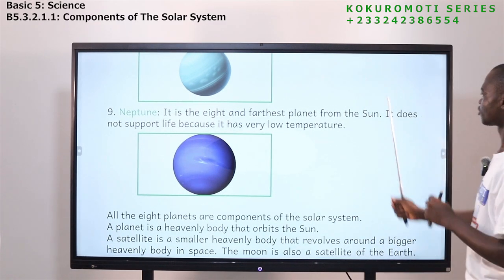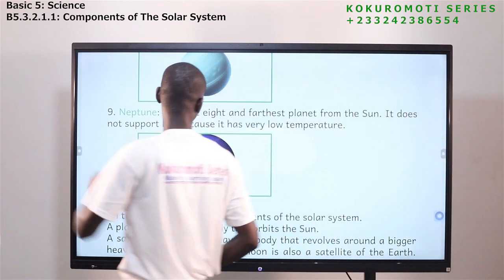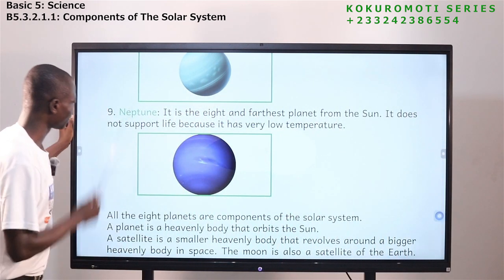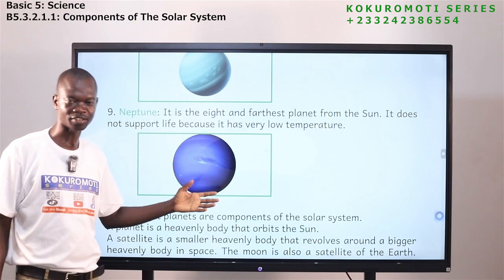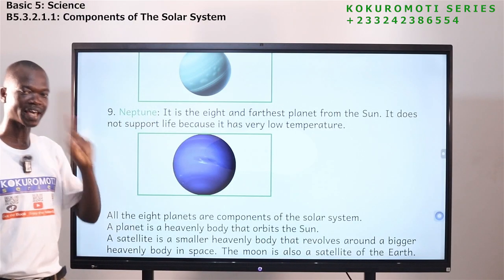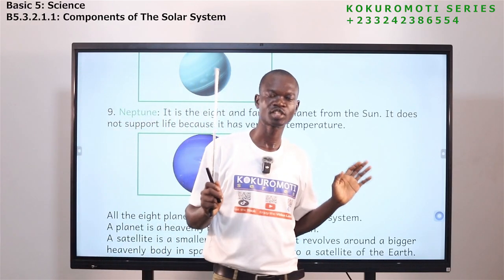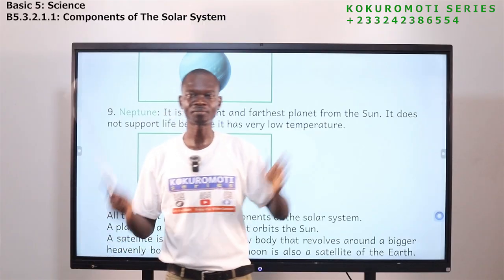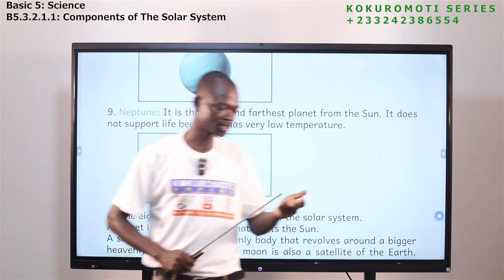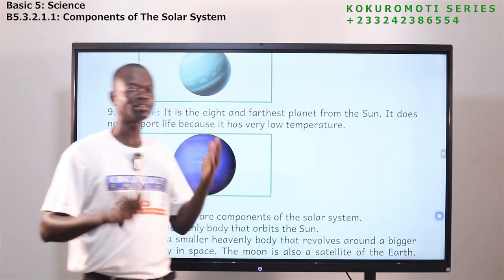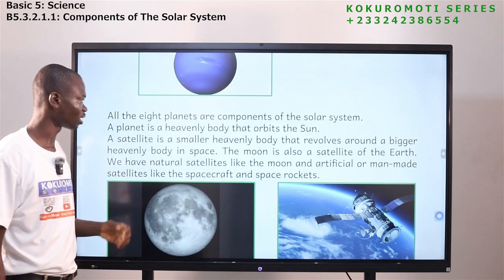So the farthest from the sun is what? Neptune is the planet that is the farthest from where? The sun. So it is called Neptune. It doesn't also support life. All the 8 planets, apart from Earth, no living thing can live there. So these are the components of the solar system. We have seen the sun, we have seen all the 8 planets, and then the moon. The moon is also a component of the solar system.